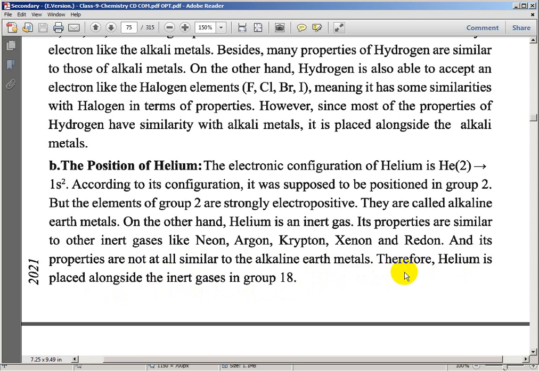So most of its properties are similar to the noble gases. Though its outermost shell electron count is 2, most of its properties are similar to the inert gases. For this reason it is placed alongside the inert gases in group 18.